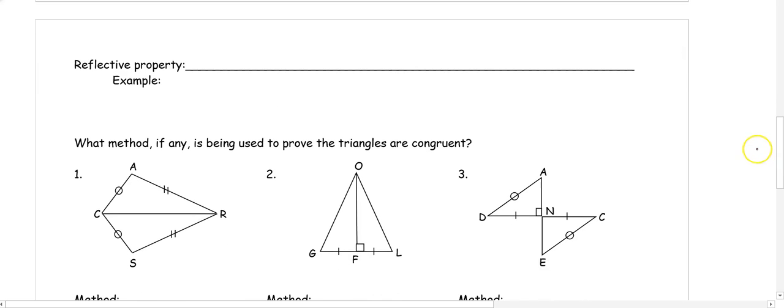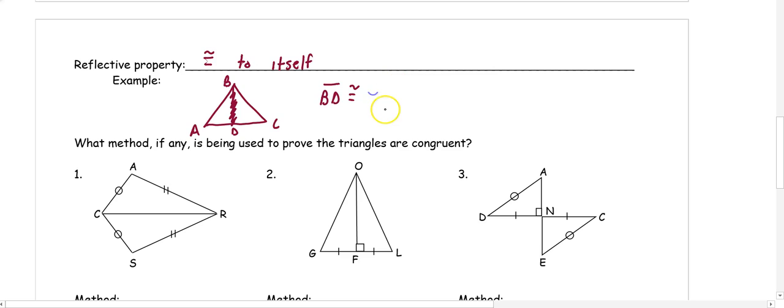One last important thing to know is the reflexive property. A reflexive property means that something is congruent to itself. So this happens when there's a shared side. So for example, in this picture, if I have A, B, C, and D, we could say that the shared middle side, BD, is congruent to itself, which will help us with proofs and will help us determine methods for when triangles are congruent. So what method, if any, can be used to prove that triangles are congruent?